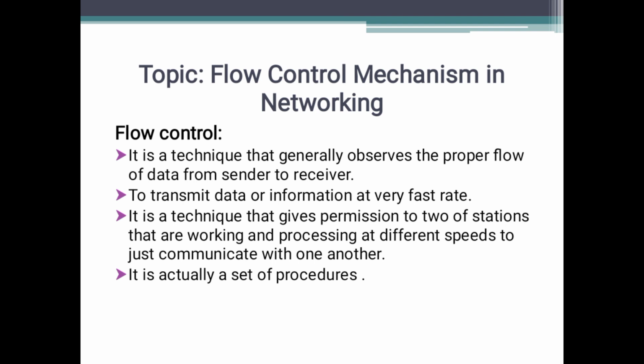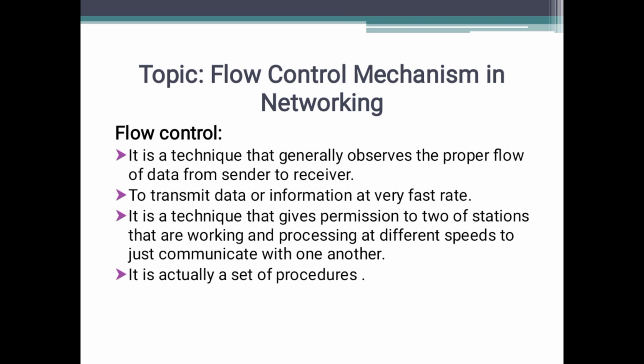Flow control is basically a technique that allows stations that are working and processing at different speeds to communicate with one another. Flow control in the data link layer simply restricts and coordinates the number of frames or the amount of data the sender can send before it waits for an acknowledgement from the receiver.